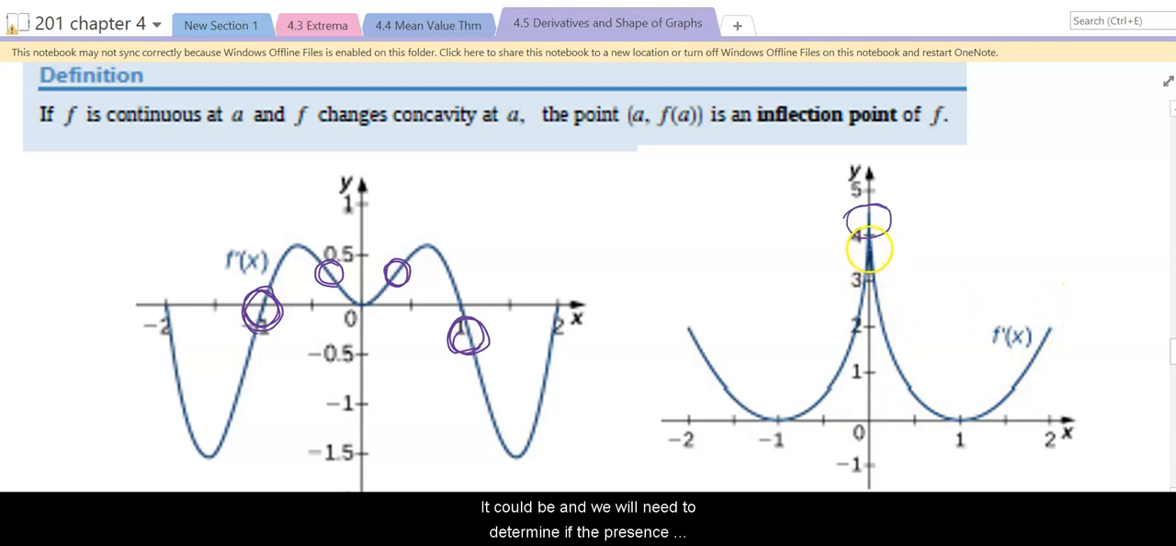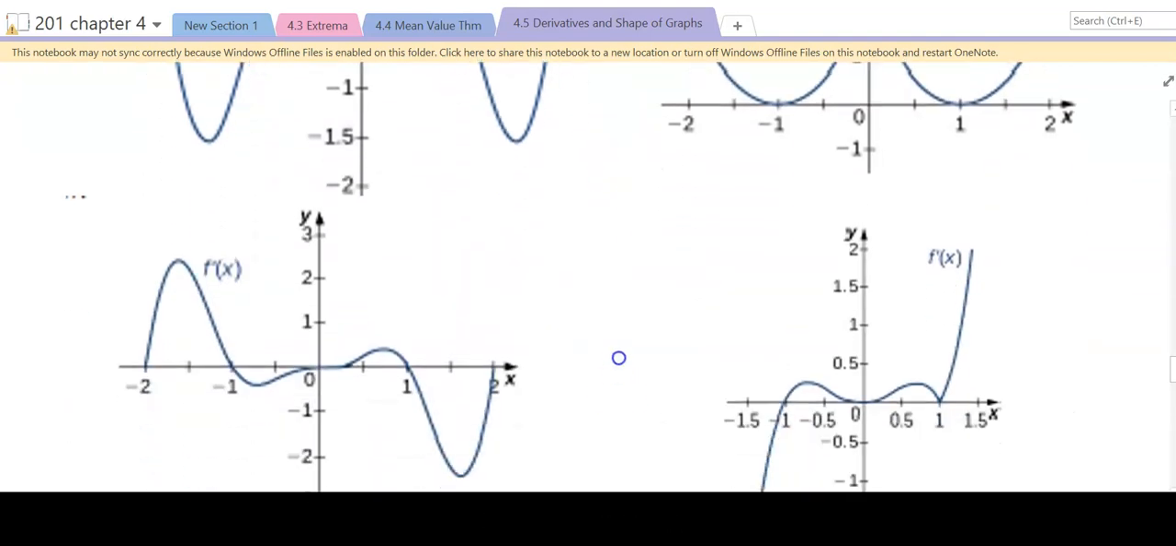It could be, and we will need to determine, if the presence of the cusp is what allows it to be concave up on both sides. And in fact, we'll see that this is the case. Normally, without cusps or corners, the concavity will go from up to down to up to down and so forth. Let's look at two more graphs.